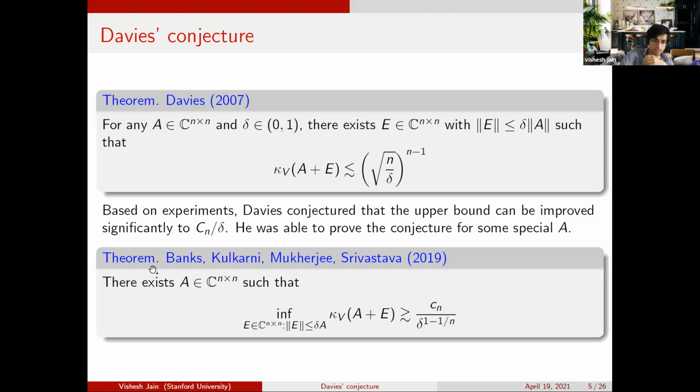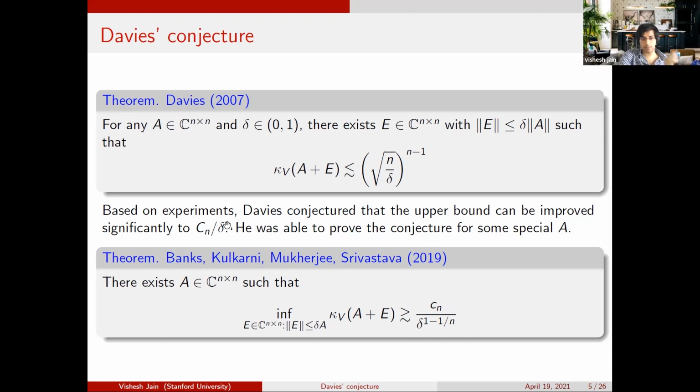So this paper of Banks, Kulkarni, Mukherjee, and Srivastav, what they do is they show that if you work with a Jordan block with eigenvalue 0, then they do some explicit computation to show that no matter what perturbation you choose of relative size delta, you cannot get eigenvector condition number better than essentially 1 over delta. So there is a bit of a gap here, right?